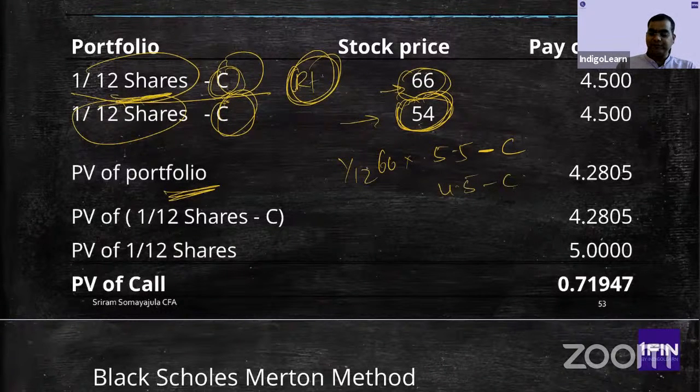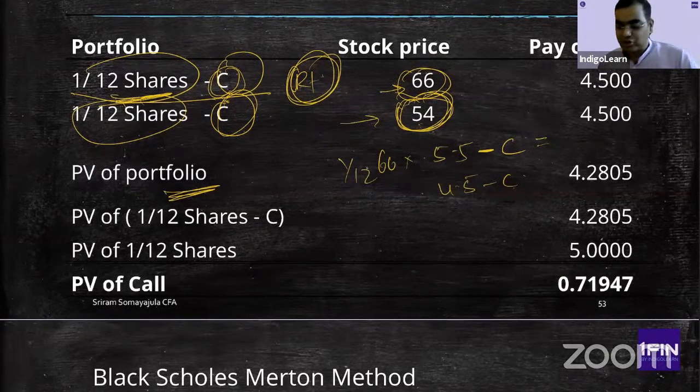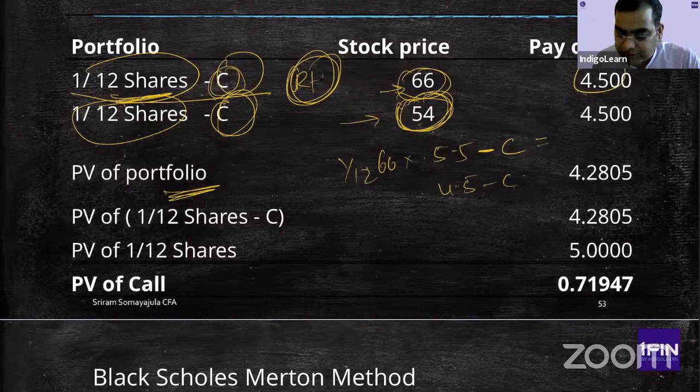Both of them should generate a payoff which is basically the risk-free return. You should not be able to generate a return more than risk-free. How are you getting this 4.5 and 4.5 here?